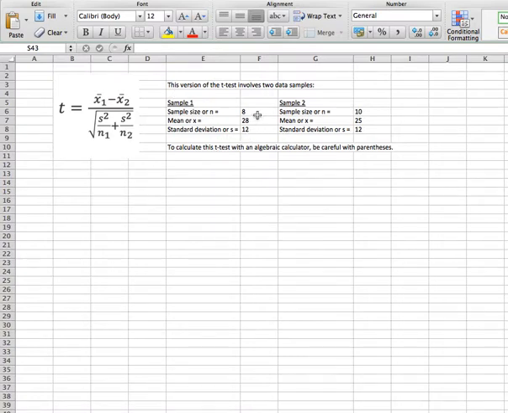For sample 1, the sample size, or n, equals 8. The mean, or x bar, equals 28. The standard deviation, or s, equals 12. For sample 2, the sample size, or n, is 10. The mean, or x bar, is 25. And the standard deviation, or s, is 12. To calculate this t-test with an algebraic calculator, or with Excel for that matter, we have to be careful with parentheses.